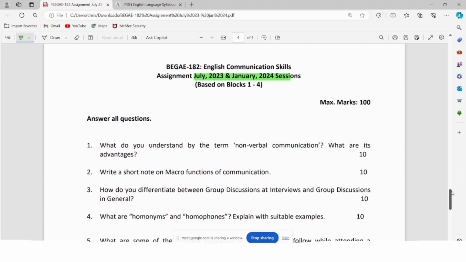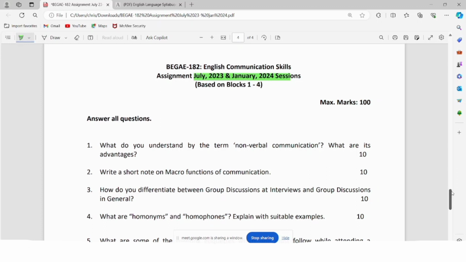So if you are referring to prior assignments, there could be some differences. From time to time, they make some minor changes in question pattern. With respect to the July 2023 and Jan 2024 sessions, this is the question pattern. All short essay questions, 10 into 10, 100 marks. Yes, certainly these are short essay questions.